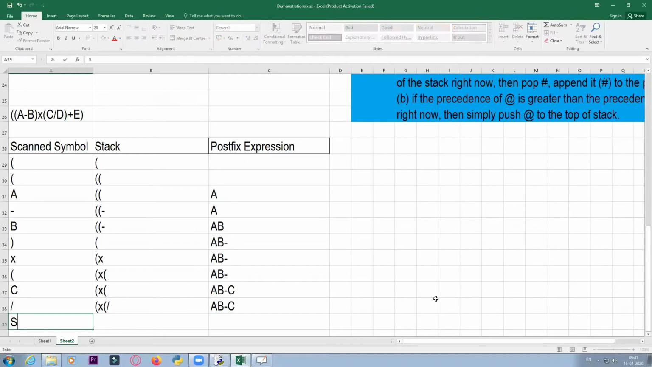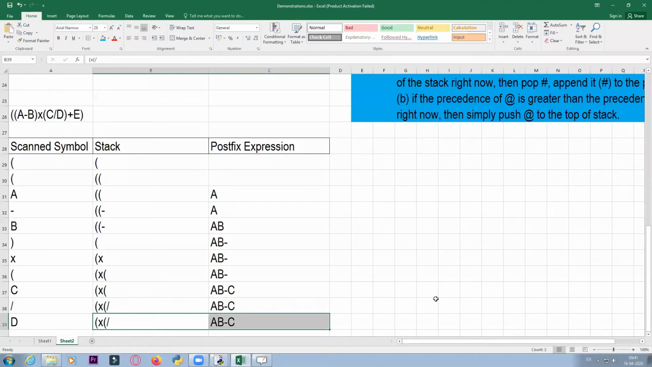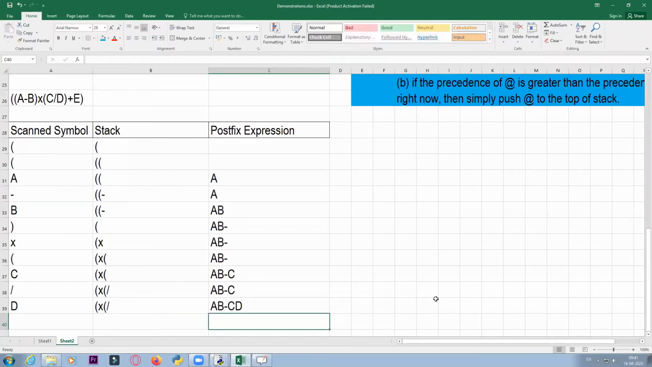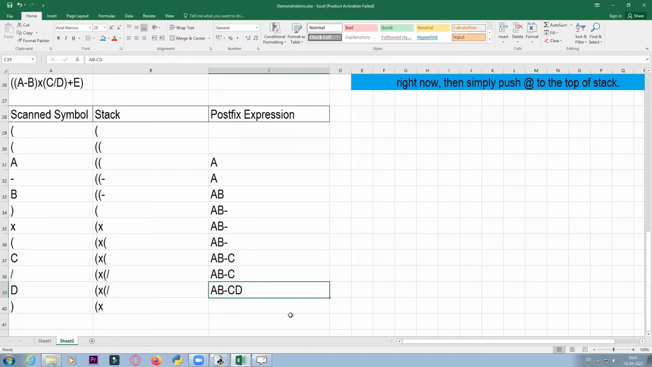After this we have a D. So we will simply copy this, append it, closing bracket. Now because we have a closing bracket, we will be popping only till this left bracket. So our stack would be left with only multiplication and our postfix expression will contain the popped operator, that is division. And after that you have a plus sign.